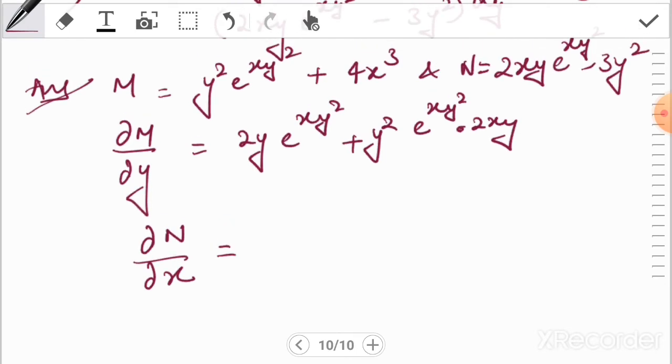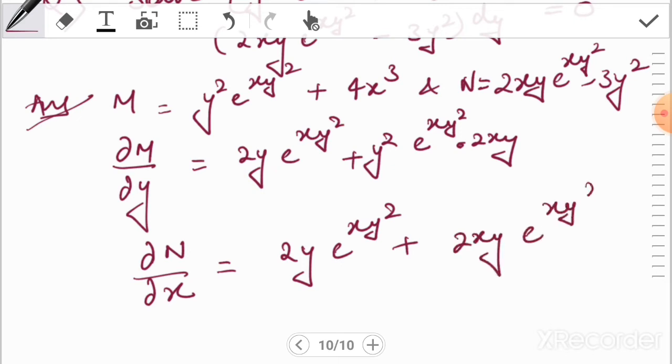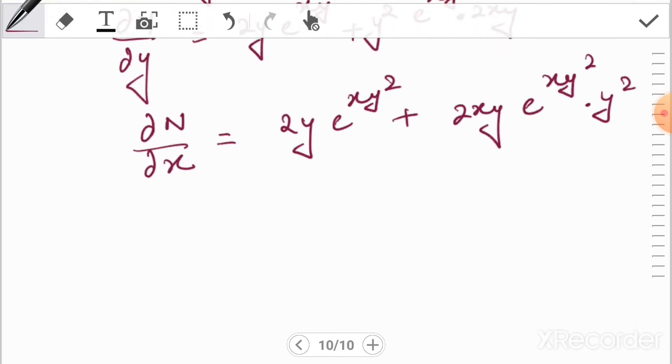So you will get the same. Differentiating this with respect to x will be 0, and differentiating this with respect to x will be 2y e raised to the power xy square plus 2xy e raised to the power xy square into y square. So they are the same. That means the equation is exact.